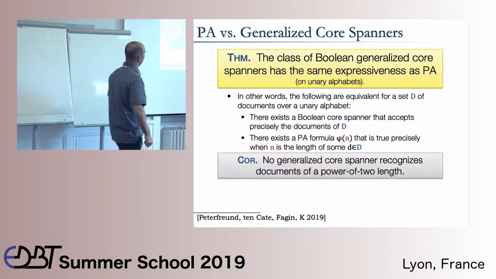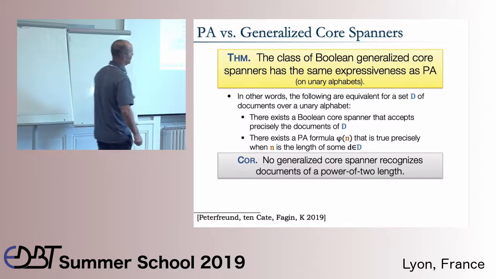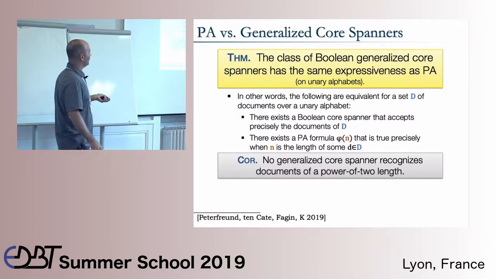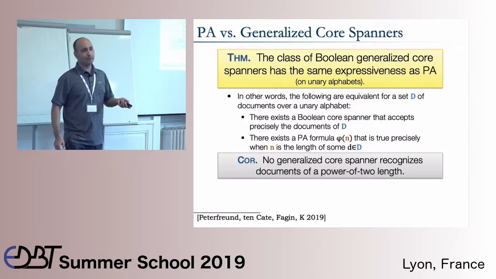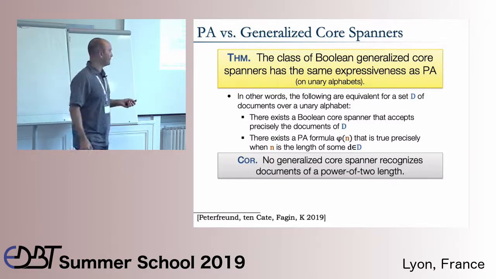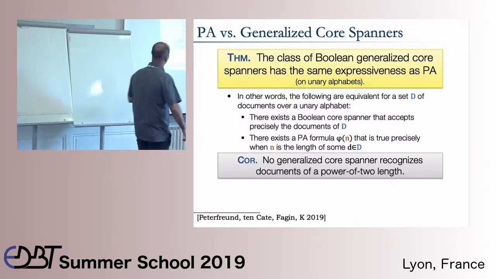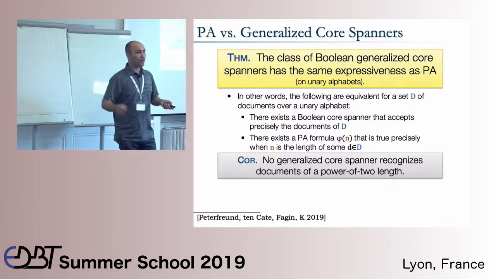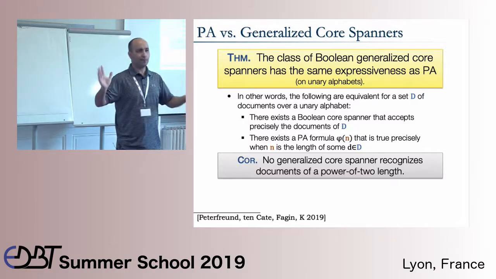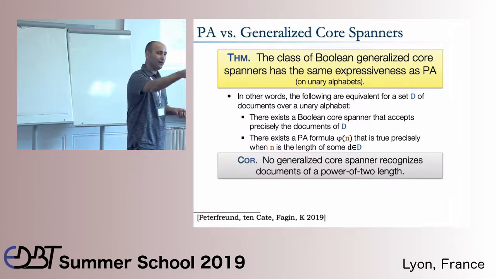And as a corollary, we conclude many things, but for example, there's no Boolean generalized core spanner that can recognize documents whose length is a power of 2. If this is the task, then it is impossible.